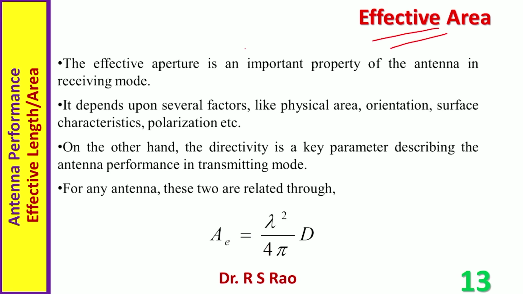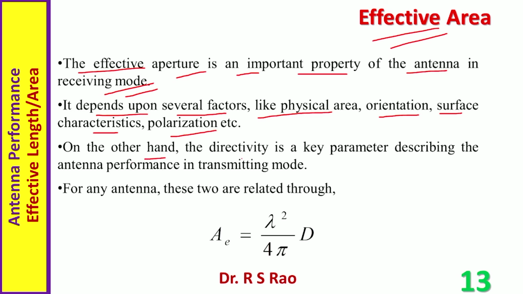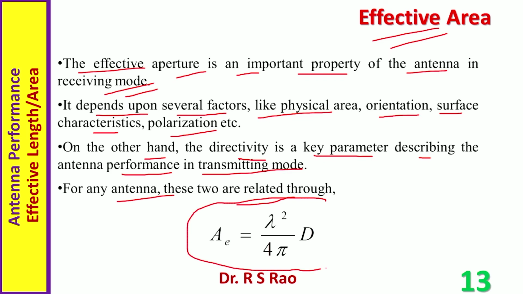Some important points regarding effective area. The effective aperture is an important property of the antenna. In receiving mode, it depends upon several factors like physical area, orientation, surface characteristics, polarization, etc. On the other hand, directivity is a key parameter describing antenna performance in transmitting mode. For any antenna, these two are related. That relation is given by AE is equal to lambda square by 4 pi multiplied by D. So this particular slide is meant for connecting effective area with directivity.